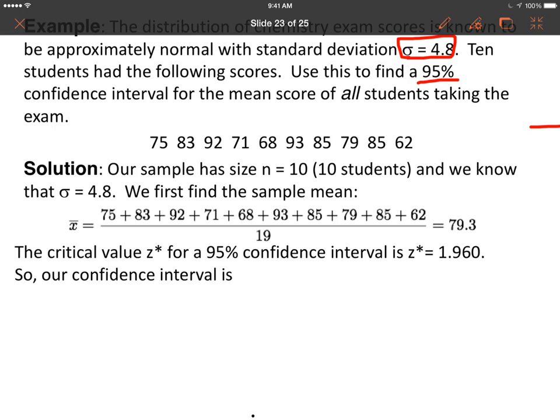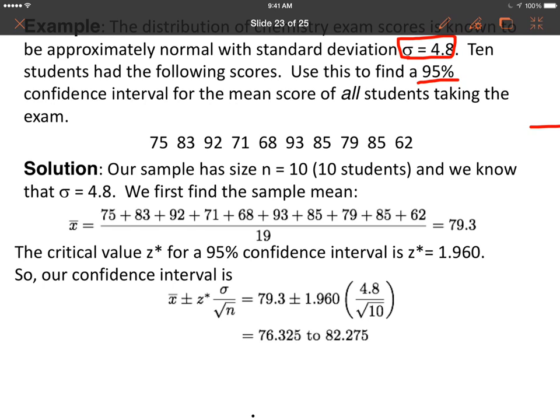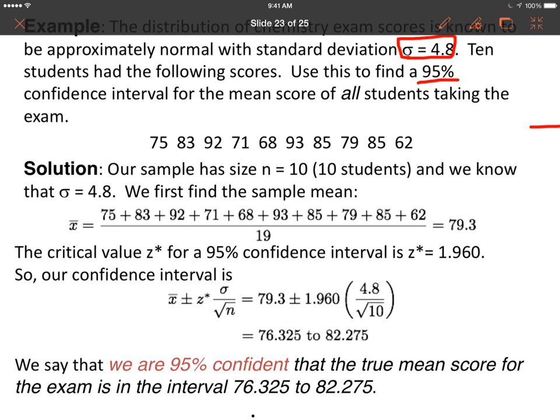And now I just need to plug everything into my formula. So I have 79.3 plus or minus 1.96 times 4.8 divided by the square root of 10. Now to get the interval, I need to do the addition and the subtraction. And when I do that, I get 76.325 to 82.275. What we say is that we are 95% confident that the true mean score for the exam is in this interval, 76.325 to 82.275.